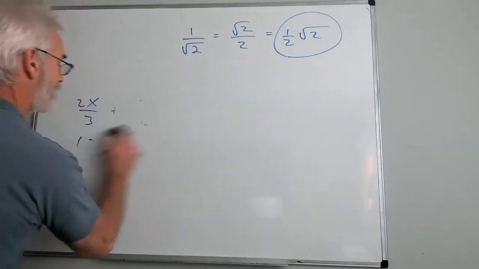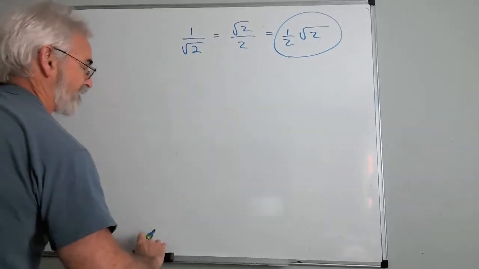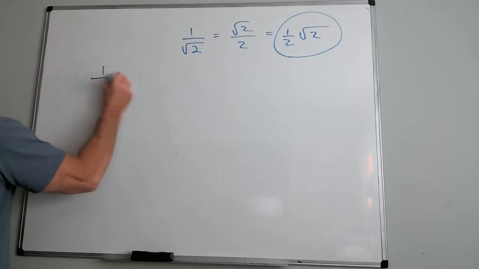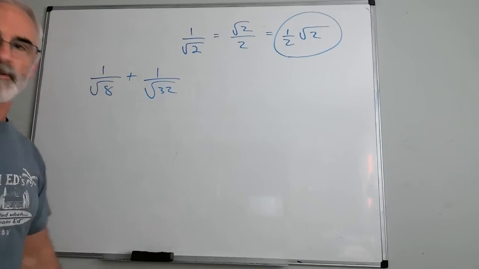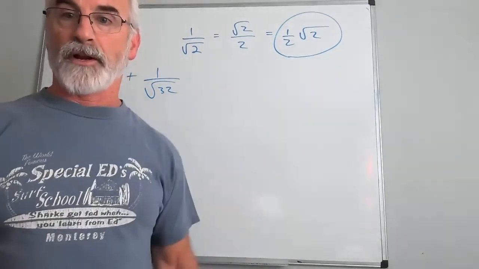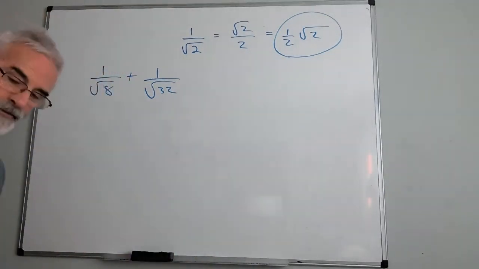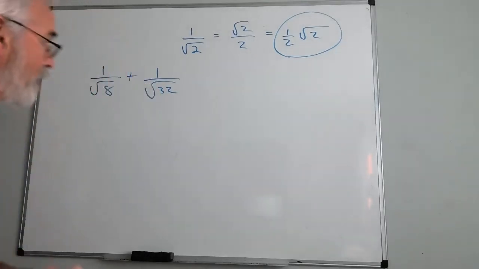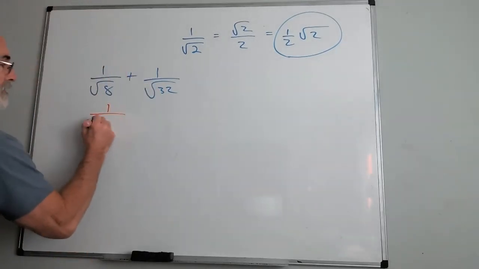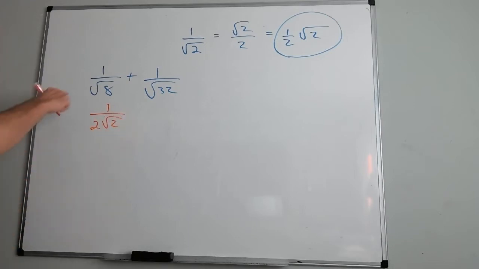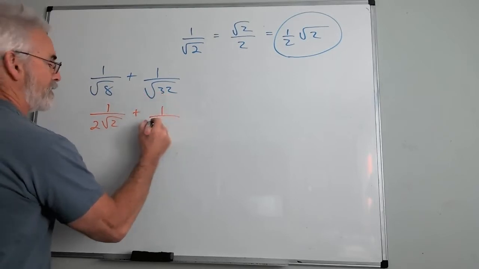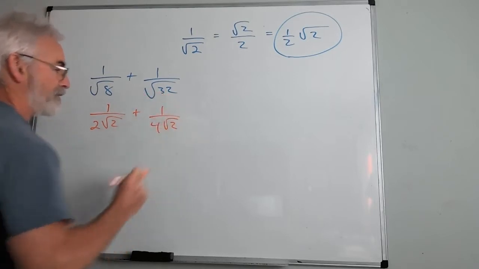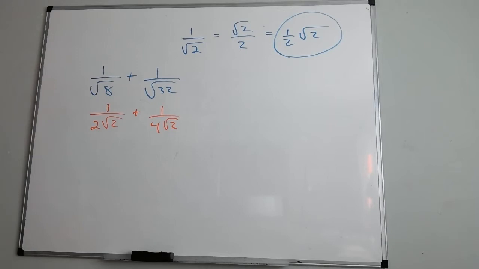So getting back to the rationalizing, what if, simple question. I want you to take 1 over the square root of 8 and then add it to 1 over the square root of 32. This is why you learned how to rationalize for this problem right here. First of all, I know I can reduce root 8 to 2 root 2. We all know that, right? Root 4 root 2. What's this one? That's root 16 root 2. So I can reduce that one to 1 over 4 root 2.